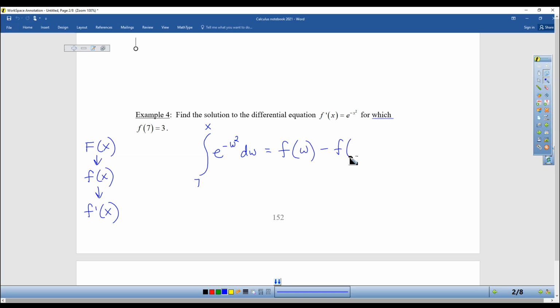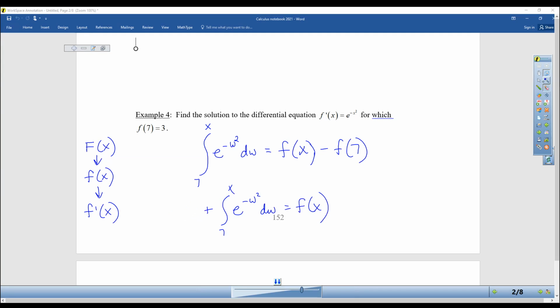minus f of 7. Sorry, f of x, because you would plug the x in. F of x minus f of w. And then I add the f of 7 to the other side. From 7 to x of e to the negative w squared dw, and that will give you f of x. But we don't really want f of 7. F of 7 is equal to 3. So by changing that to a 3, you've done a little sneaky workaround.